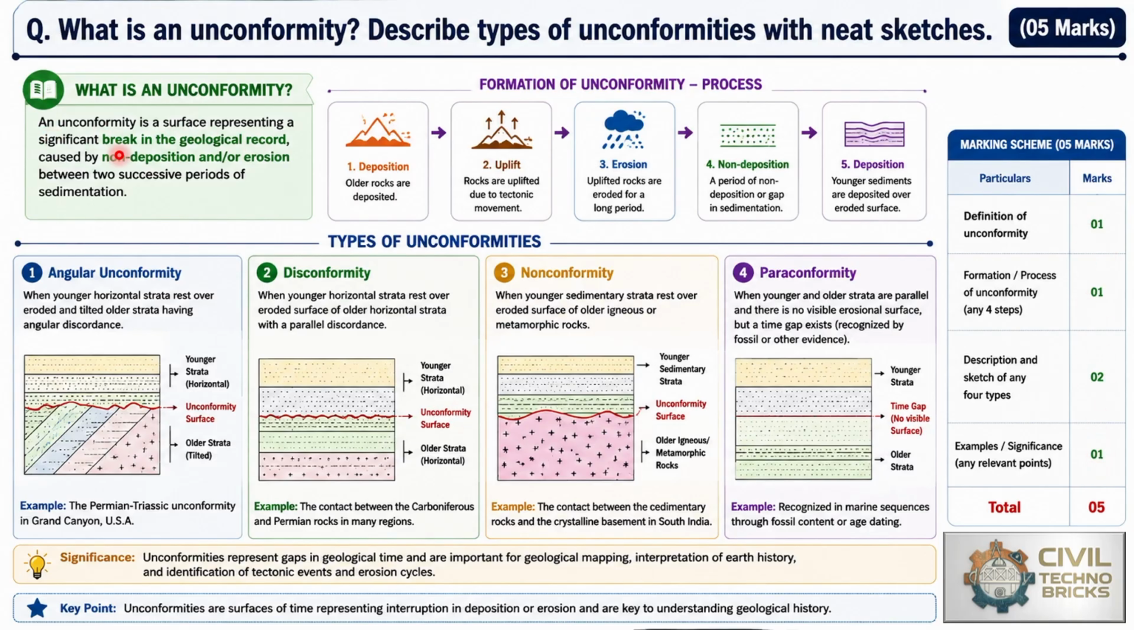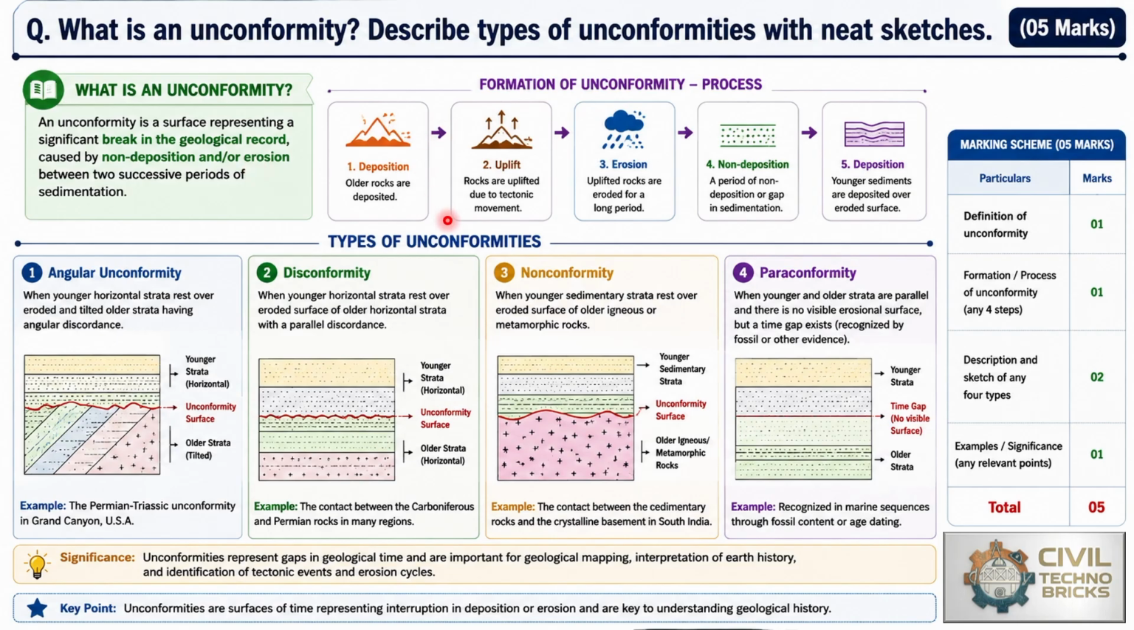What is meant by unconformity? An unconformity is a surface representing a significant break in the geological record, caused by non-deposition or erosion between two successive periods of sedimentation. It means the unconformity is based on sedimentation, where the geological record is to be investigated.